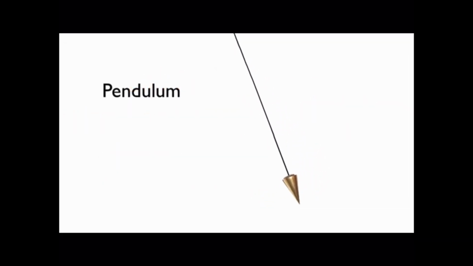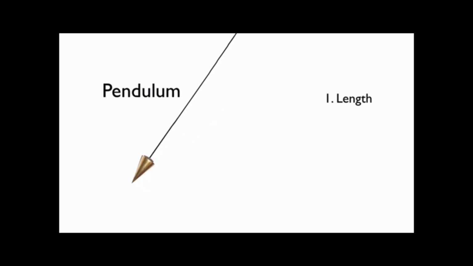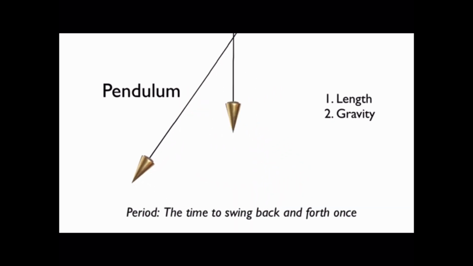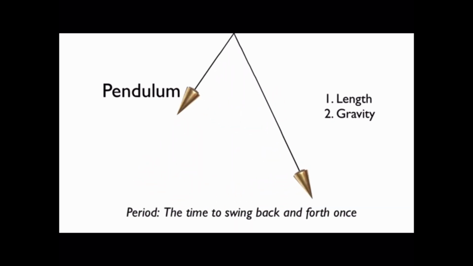Pendulum motion involves potential energy being converted into kinetic motion. How long the pendulum takes to swing back and forth depends on length and the effect of gravity. The longer the string is, the longer the period, or the time it takes to swing back and forth once.